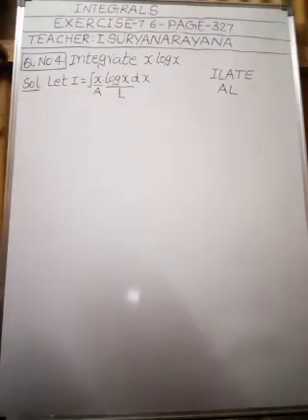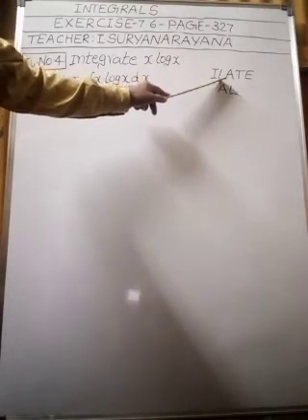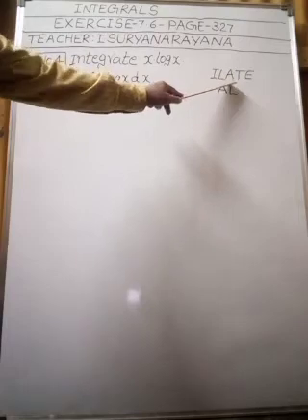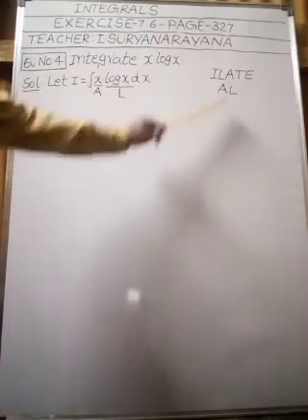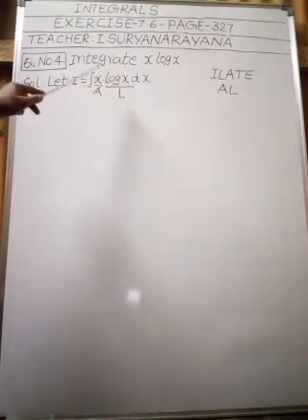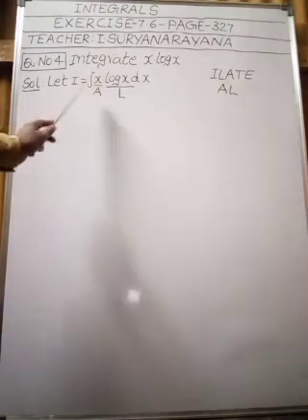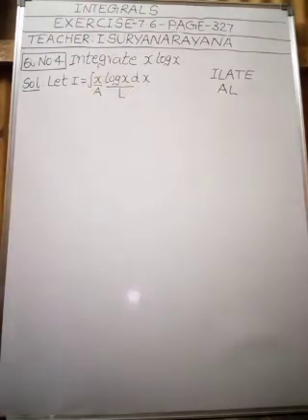But what should be first? Logarithmic function should be first. Next, algebraic function should be. But the functions are given in the reverse order in this product of two functions. The first question itself, I told you, sometimes they will give in the reverse order. So we have to rearrange those functions.